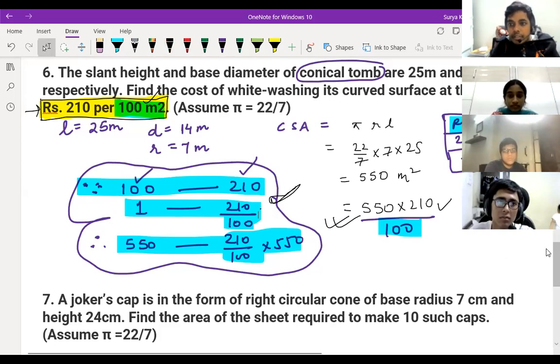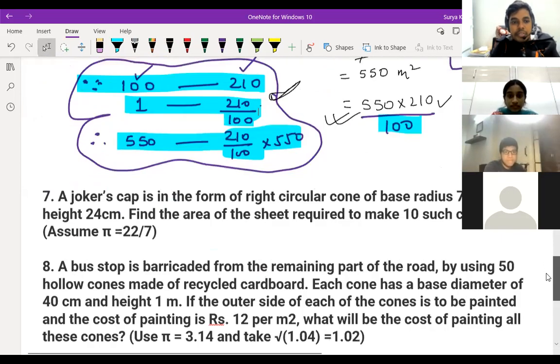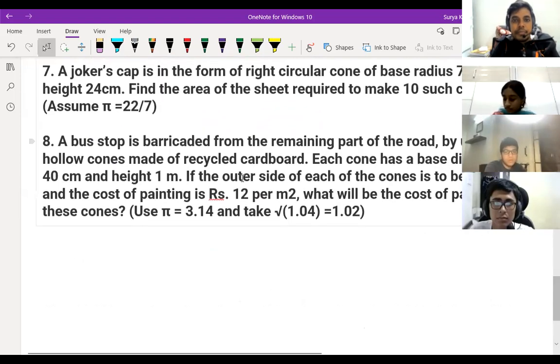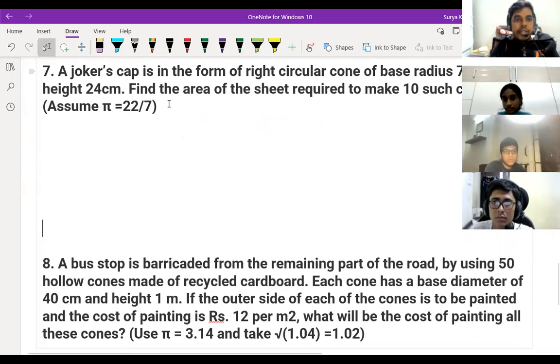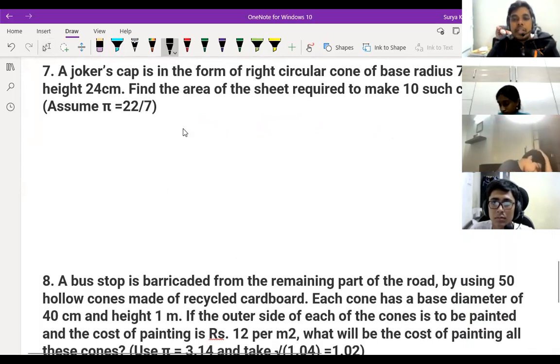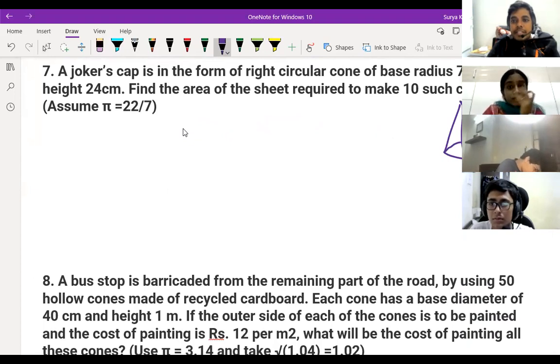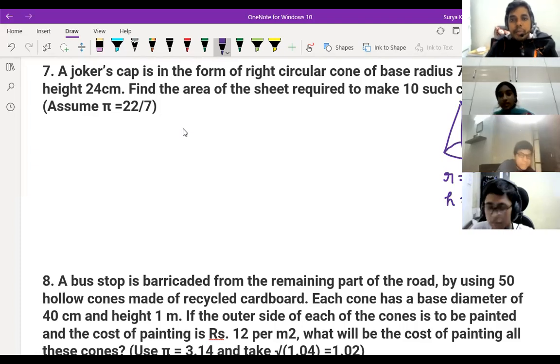All right. Then moving to the next question, number 7. This is again a cone question. A joker cap is in the form of a right circular cone. Base radius is 7 centimeter and height is 24 centimeter. Find the area of sheet required to make such caps.